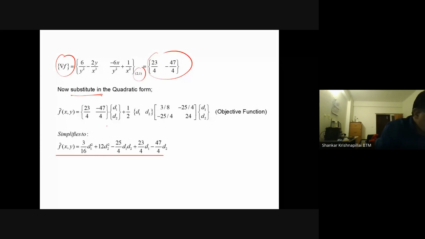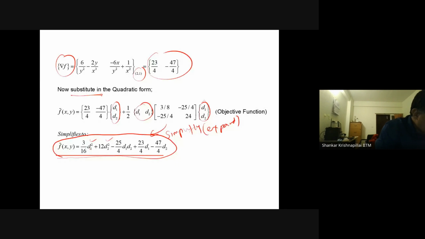And if you simplify or expand this, then you get the quadratic approximation of the objective function at (2, 1). You can see that there are quadratic terms: D1 is quadratic, D2 is quadratic, then D1 D2 is there, and then D1 and D2 separately are.